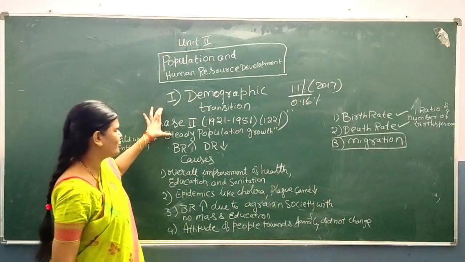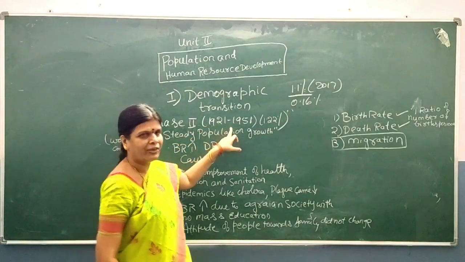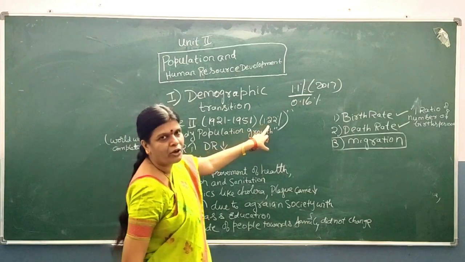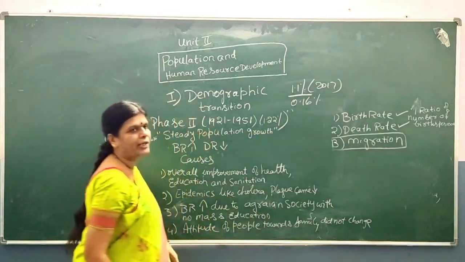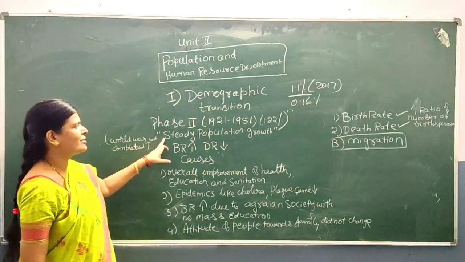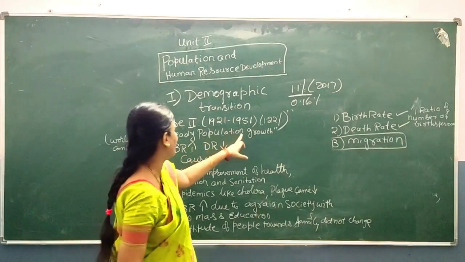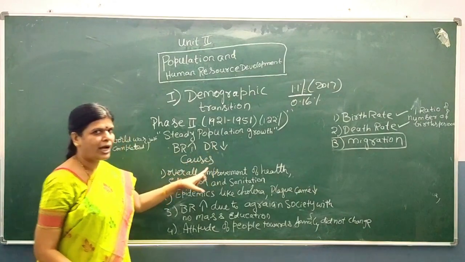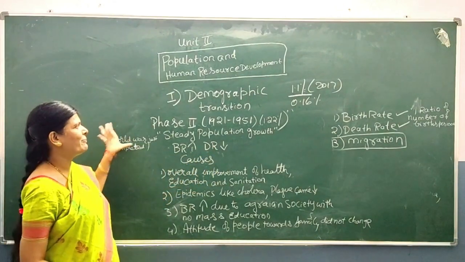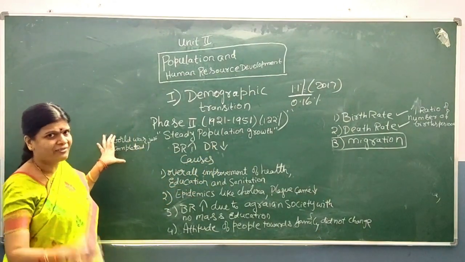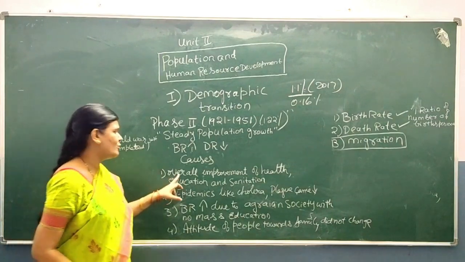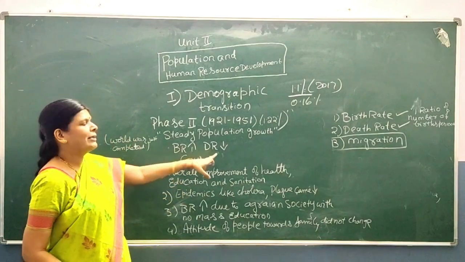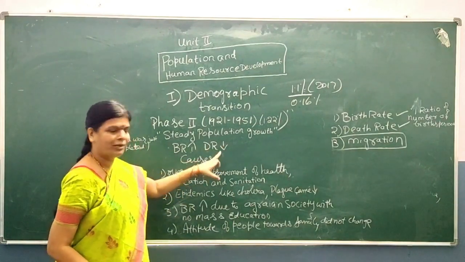So what is phase 2, girls? It is from 1921 to 1951. The growth rate of population is 1.22%. This is called steady population growth. Here birth rates are high and death rates are low. This is just a period where the World War has been completed. So overall, what are the causes of death? Why did death rates become less?